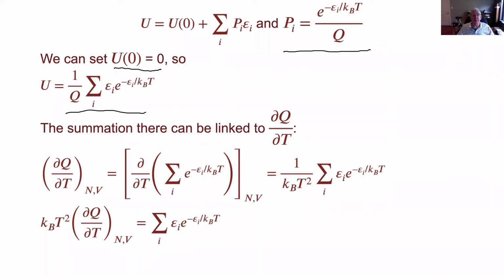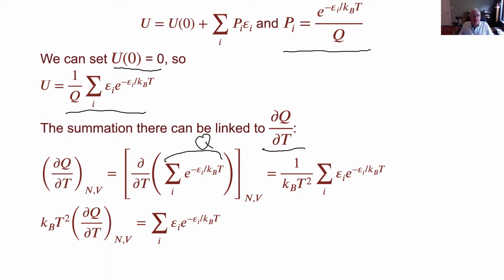I can take that summation and I'm going to do a little bit of work here to make a connection between that summation and dQ/dT, the temperature derivative of the partition function. The partition function will change with temperature. We'll establish that very clearly over the course of this video. So I'm going to take the derivative of the partition function with respect to temperature at constant N and V, because those are the things that we're going to have fixed when we do this. That's going to be the derivative of that summation, because this summation, that's Q.